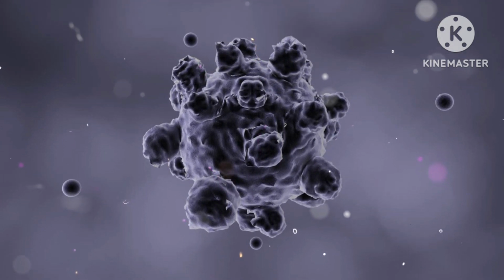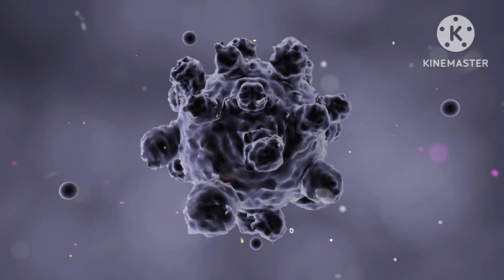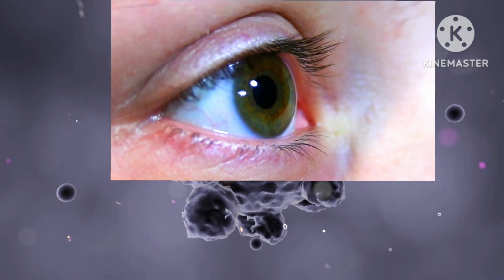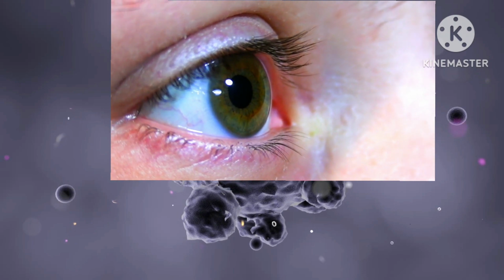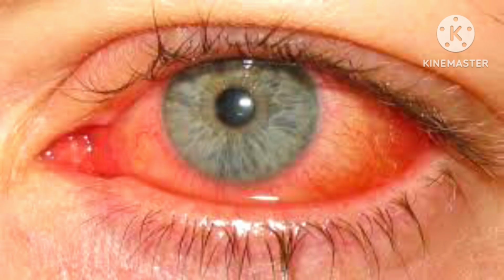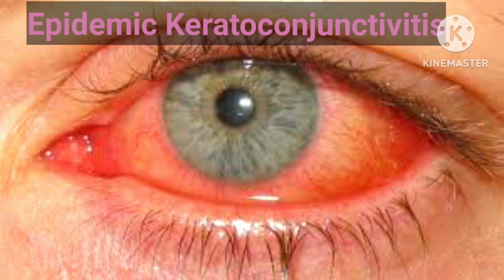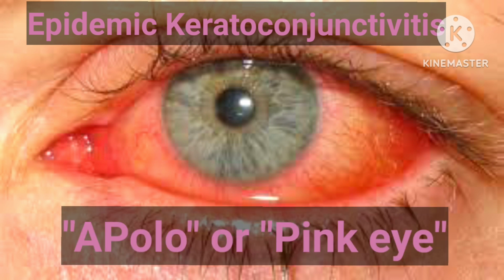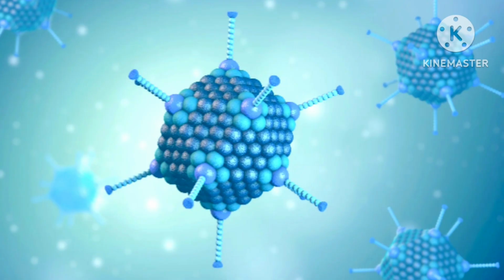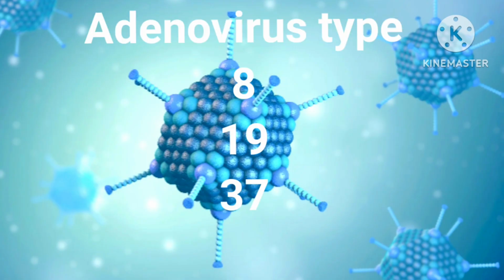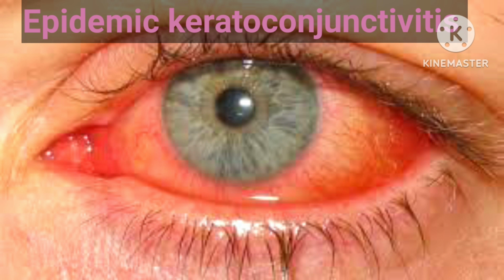This is because the virus can survive on dry surface for long, so people often get infected with the virus without knowing. Viral conjunctivitis is of many types, but the most commonly occurring type is epidemic keratoconjunctivitis, commonly known in our contemporary society as Apollo or pink eye, and it is caused by adenovirus type 8, 19, and 37. Epidemic keratoconjunctivitis is our main concern in this video.